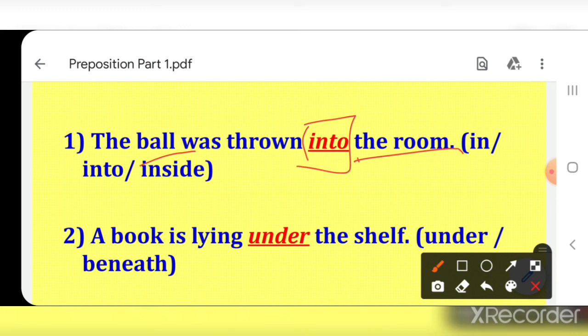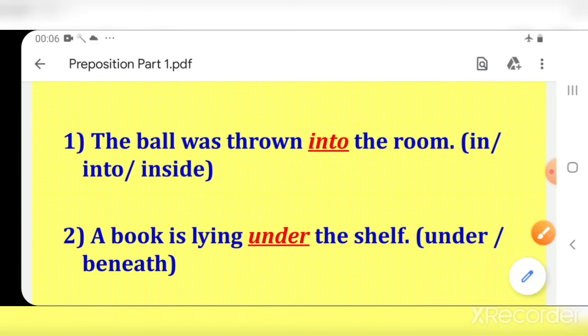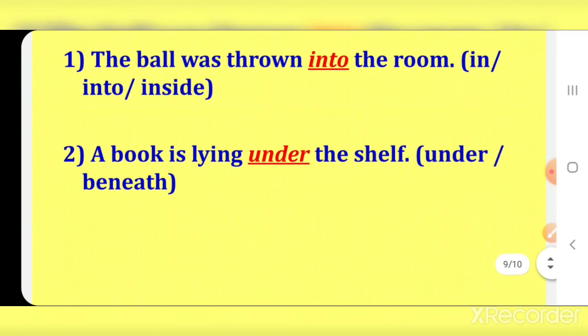Now, next one is a book is lying under the shelf. There is a shelf or there is a drawer you can use here. Okay, below that drawer or beneath that shelf, a book is lying. So, under is used. Under is most commonly used in spoken English, so we can use here under.